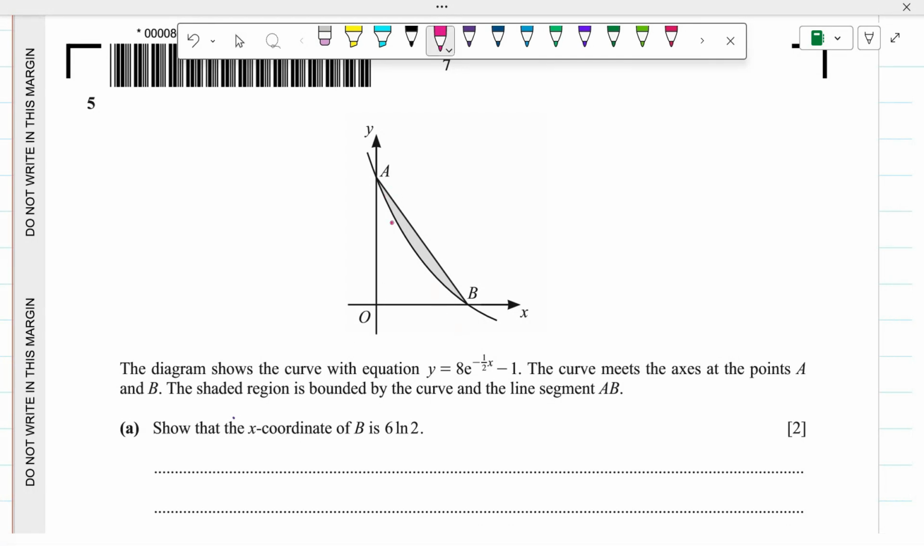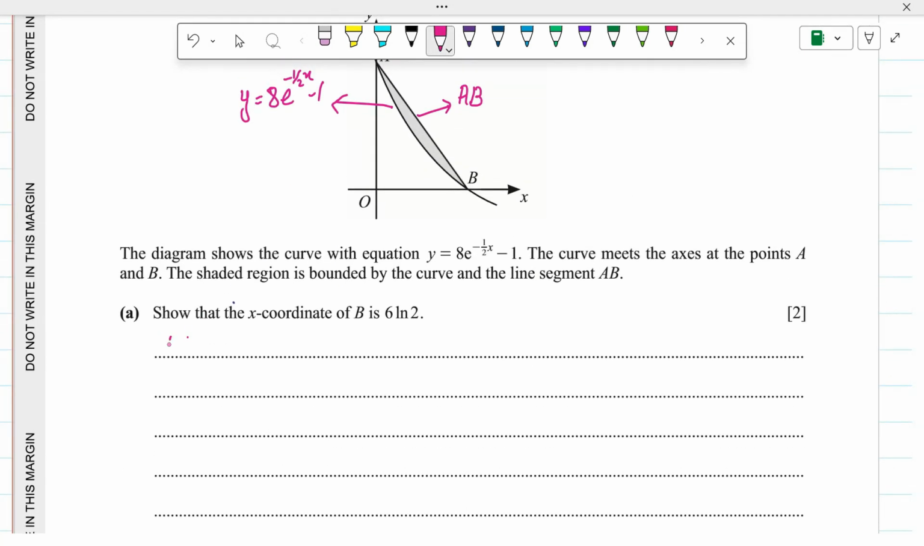We know that this is the curve equation, y equals 8e^(-x/2) minus 1, and this is the line AB. We need to find the x coordinate of B. B has y coordinate 0 because it meets the x-axis. So the point B, (x, 0), lies on the curve.